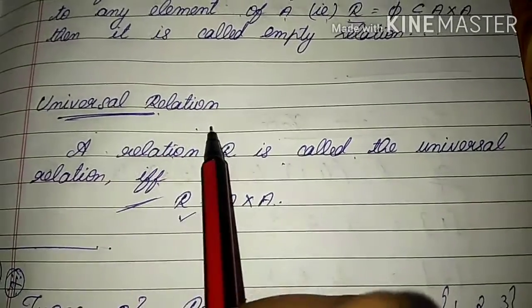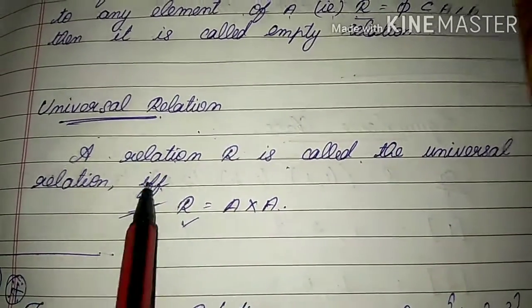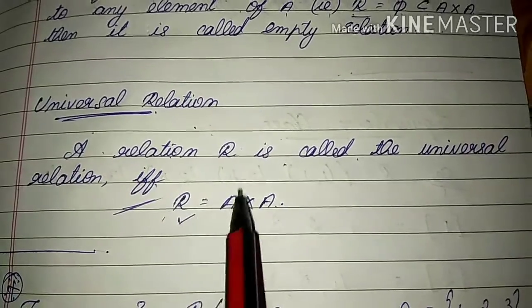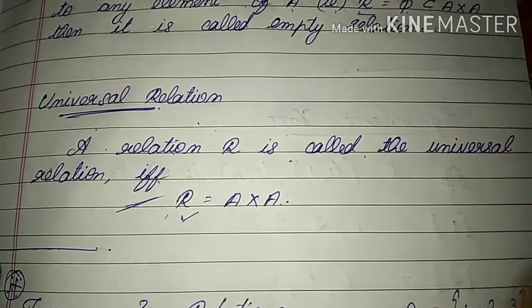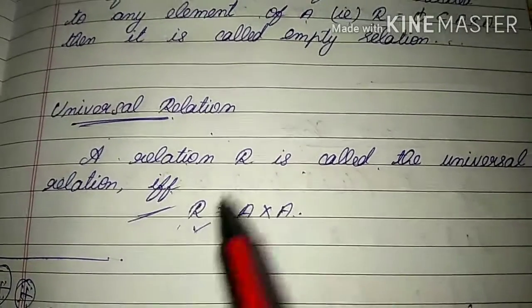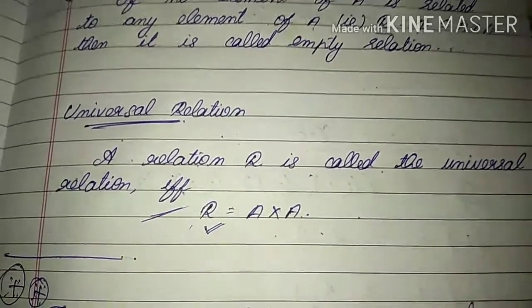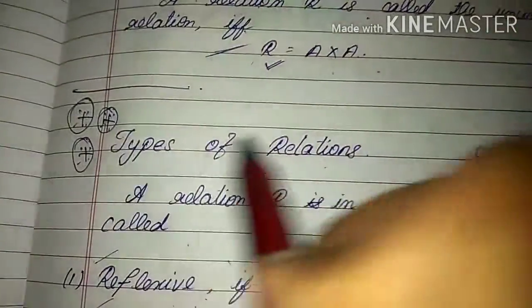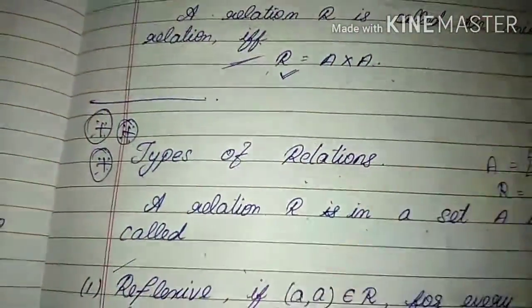Now for universal relation. A relation R is called a universal relation if and only if R is equal to A cross A. A cross A contains all the elements related to all the other elements. So in R, if it is the same, then it is called a universal relation. Then we move on to types of relation. Types of relation is very important.